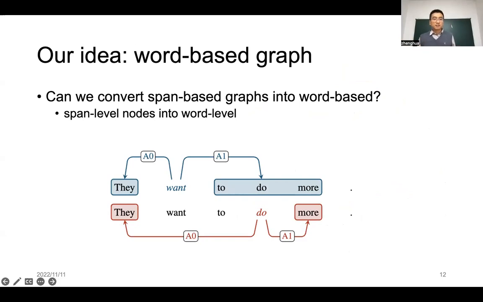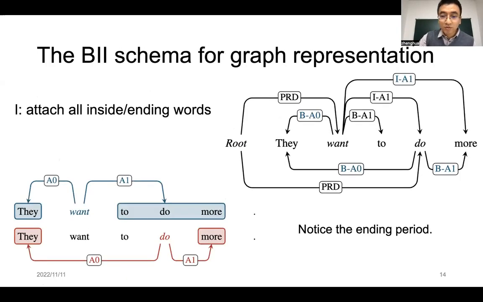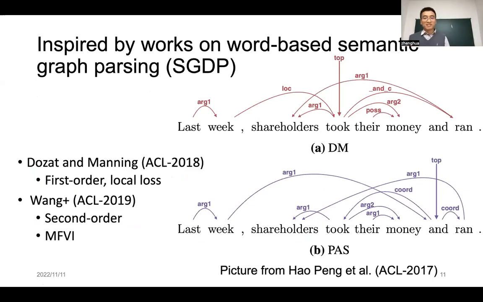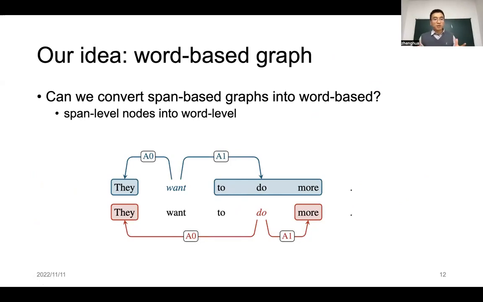So our idea is, can we do word-based graph parsing? You can see in the previous slide, the word-based semantic graph parsing is word-based. The nodes in the graph are all single words, and they build connections between them. They are directed arcs, so the edges are directed. If we can convert the span-based graph into a word-based graph, then the search complexity can be reduced to n squared. So it is equal to breaking span-level nodes into word level.